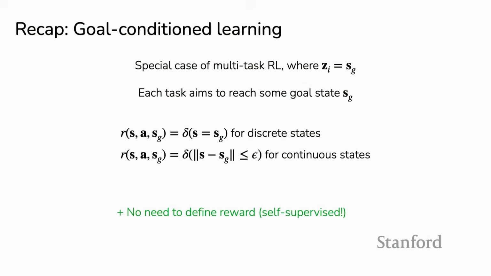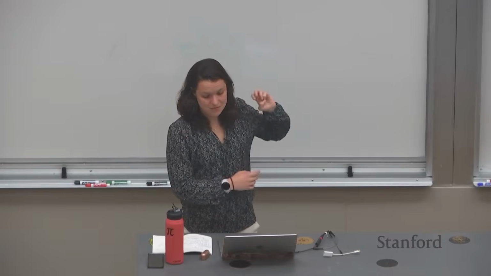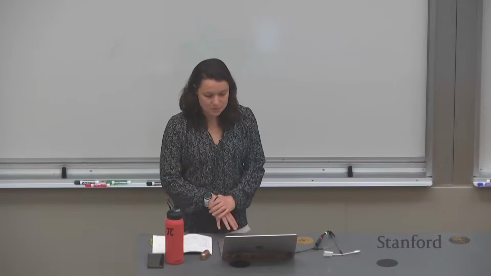And one of the things that's nice about this goal-conditioned formulation of reinforcement learning is that you can actually do it in a self-supervised way. You don't need task descriptors. You don't need a different set of tasks that you've manually defined. You can just use a bunch of different states as the tasks themselves, and a lot of different tasks can be formulated as goal-reaching tasks. One thing to note here is it can be pretty hard to train, but you'll be experimenting with a simple goal-conditioned reinforcement learning setting in your homework.